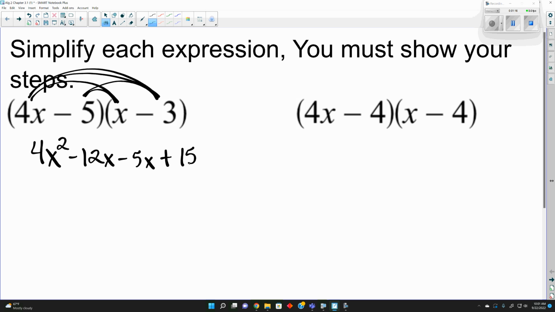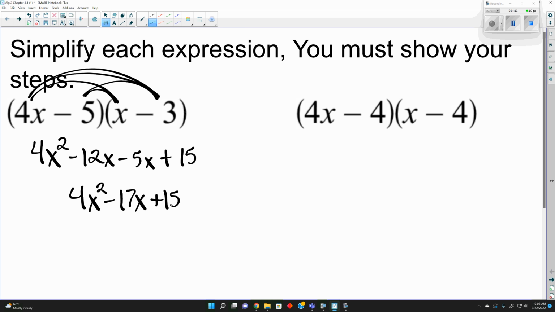And the last thing we need to do is combine like terms. Negative 12x minus 5x is negative 17x plus 15. And y'all have done these multiplication steps before, multiplying two binomials together. Questions on this here so far?